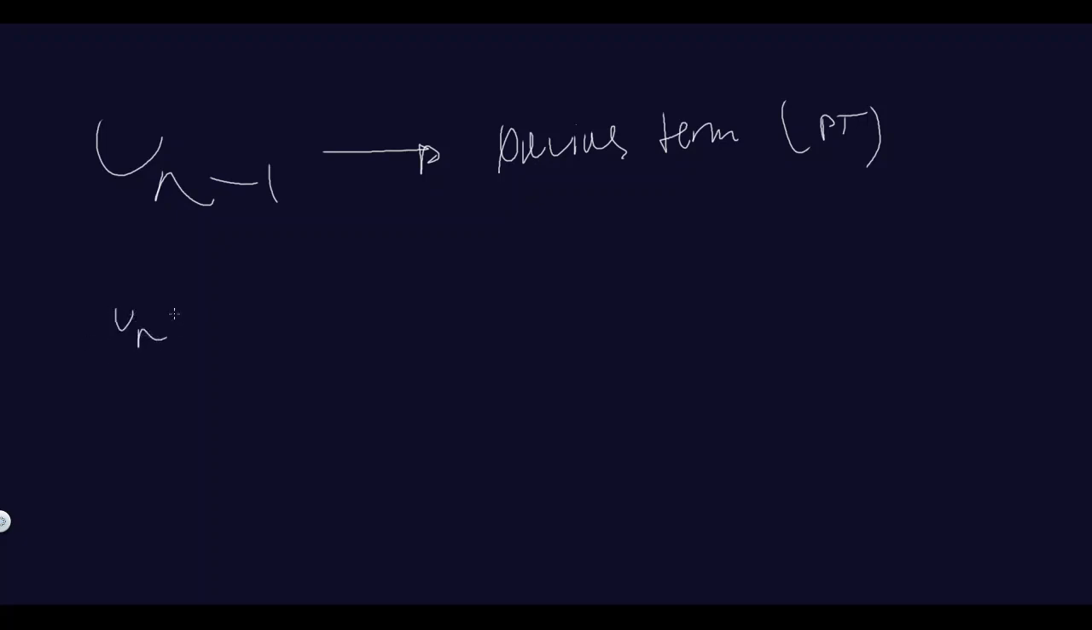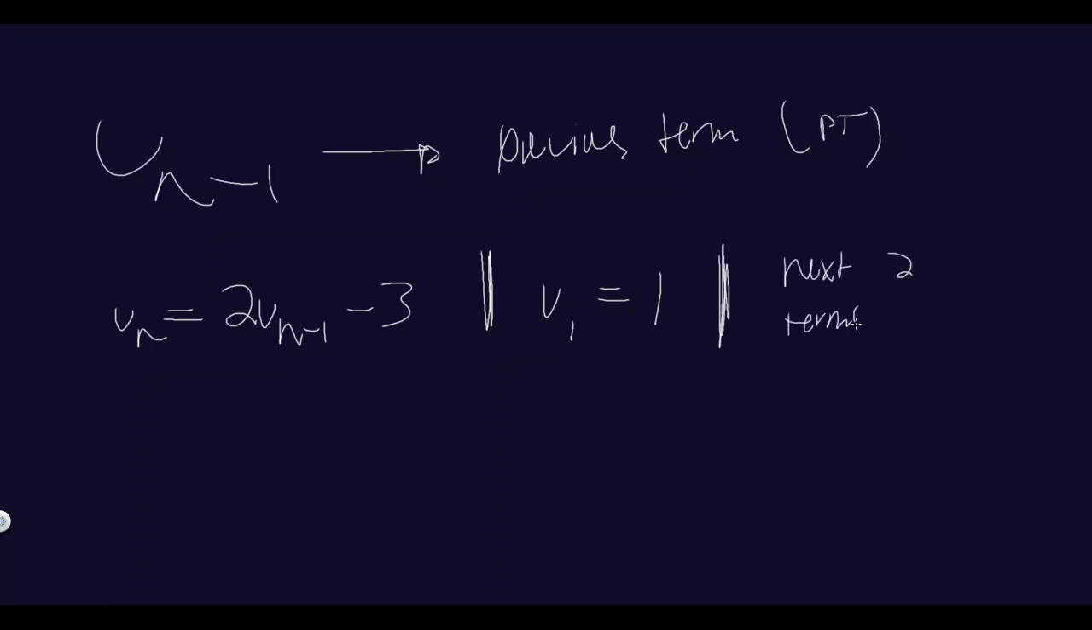So let's just say a general term for a recursive sequence is u_n equals 2 u_(n-1) minus 3, so 2 times the previous term, minus 3. And our starting term would be u_1 equals 1, right? And we are asked to find the next two terms, correct? So how would we go about doing this?